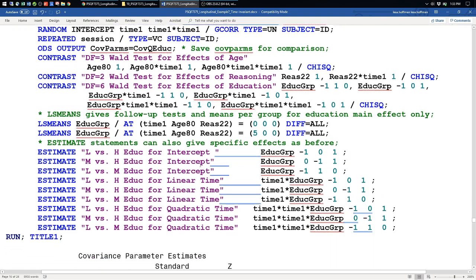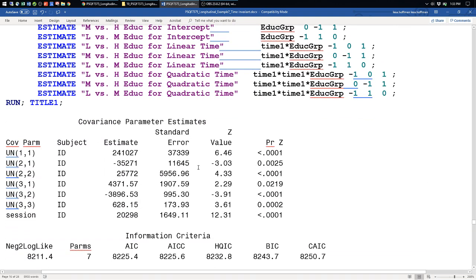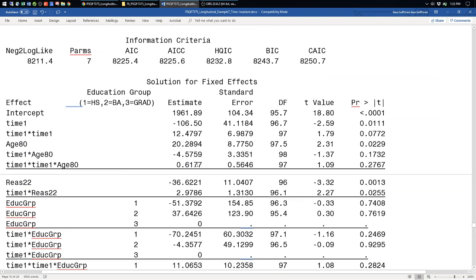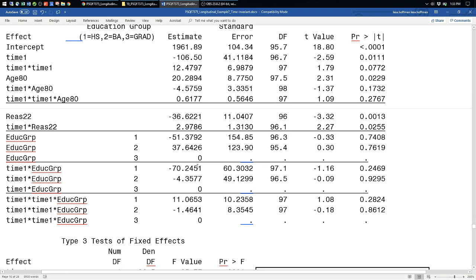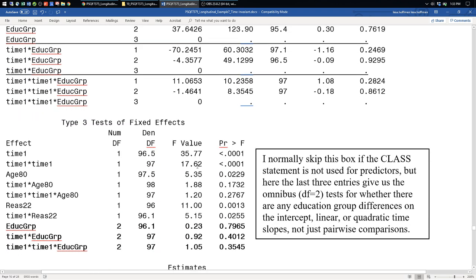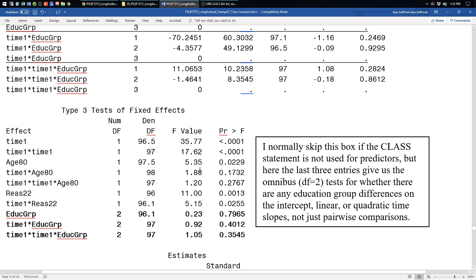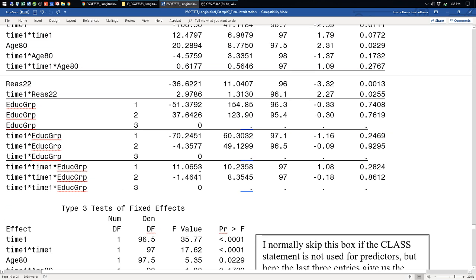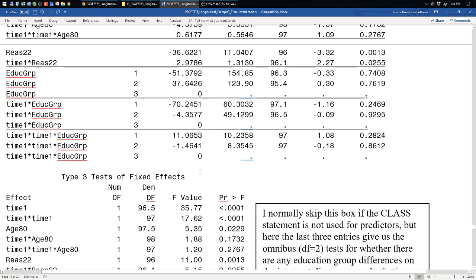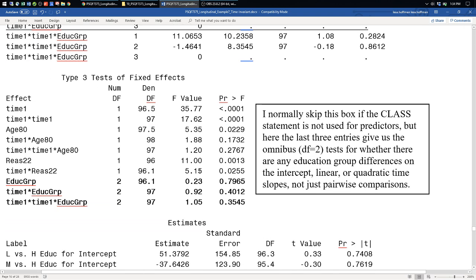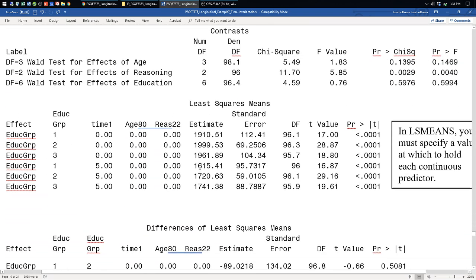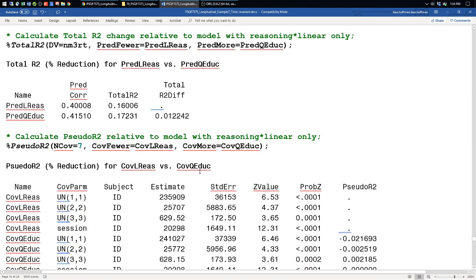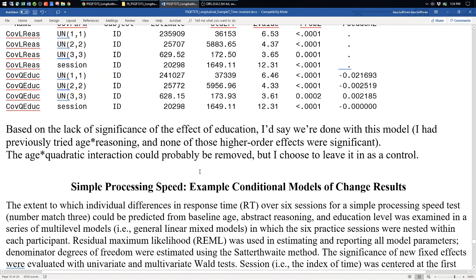Here's education. We did all of this before. Same result as last time. Education doesn't matter any way you look at it. Least squares, effect sizes are negative, and that's it.